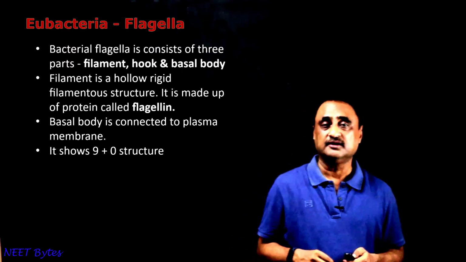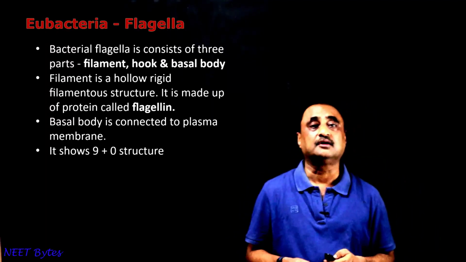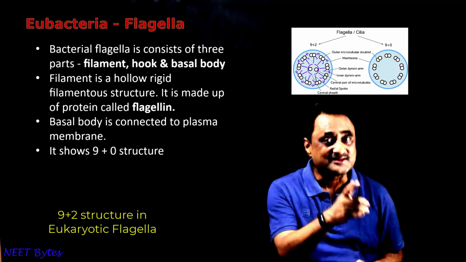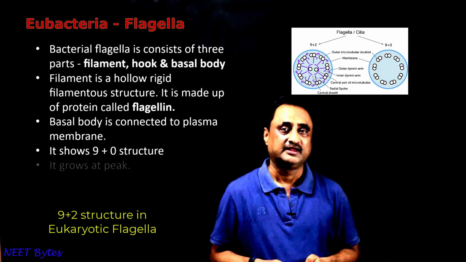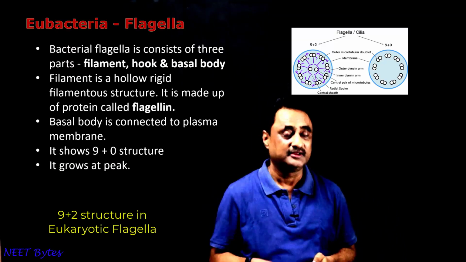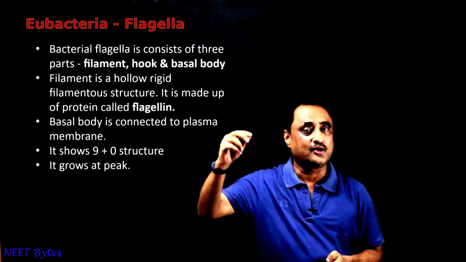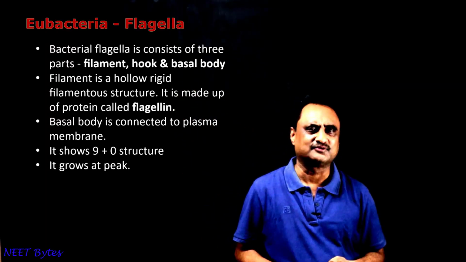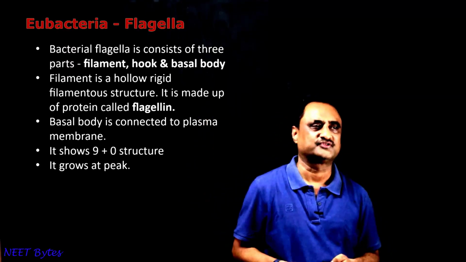Now, why is it significant? Because in eukaryotic flagella, we have a 9+2 structure. But in bacterial flagella, we have a 9+0 structure. And unlike our hair, it grows at the tip. That is the important thing. We have to keep in mind that flagella always grow at the tip. It is also a hollow structure, so you can correlate these two things: it always grows at the tip and it is a hollow structure.